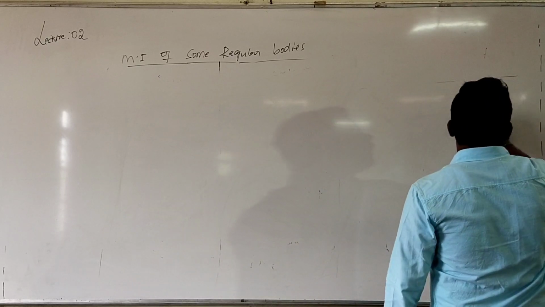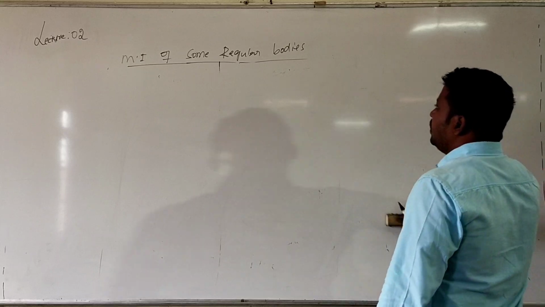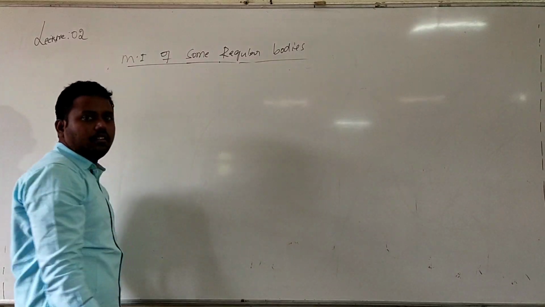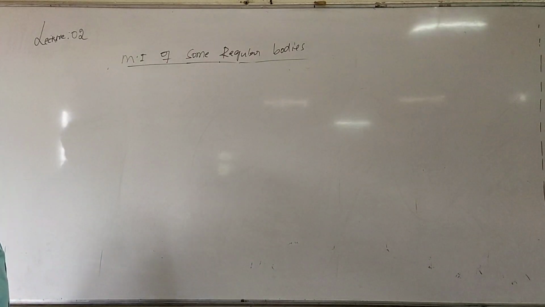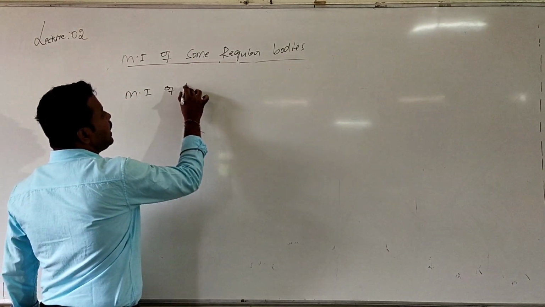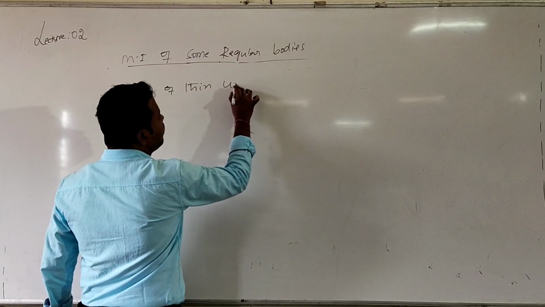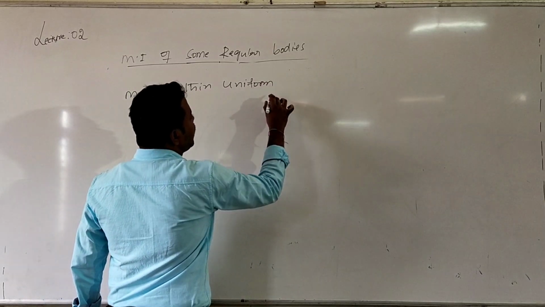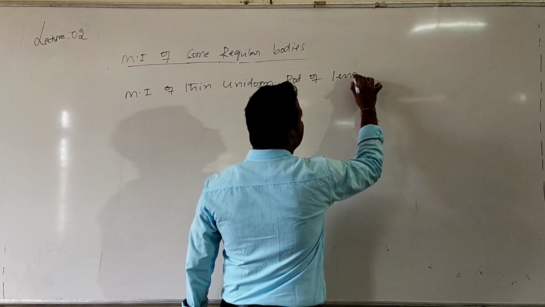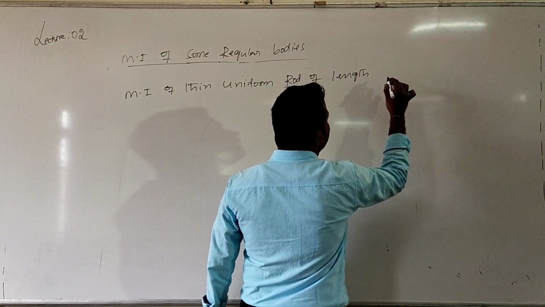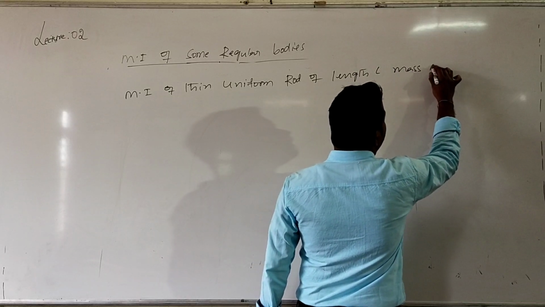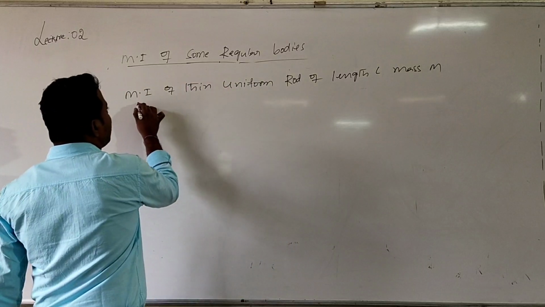This tabular column is very important. Without knowing this tabular column, a single question also cannot be done. Okay, based on this concept of moment of inertia, I want to calculate the moment of inertia of a thin uniform rod of length capital L and mass capital M. About which axis I want to calculate?